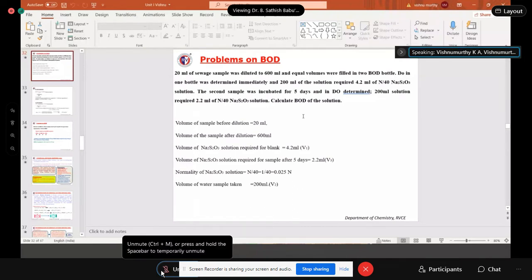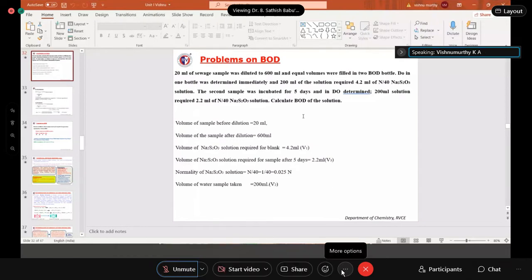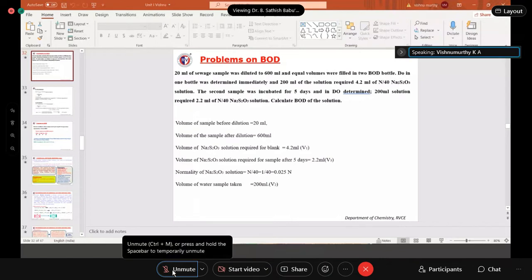Because there is some problem in that Cisco, even I can't give the voice through laptop. That's why I'm talking over my phone. But the slides I will move from the laptop itself. We can see the slide, right? Yes. Thank you.